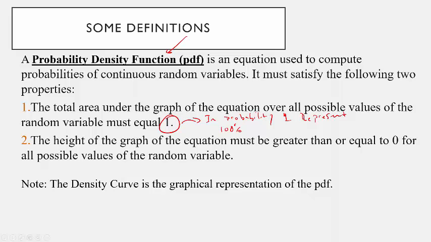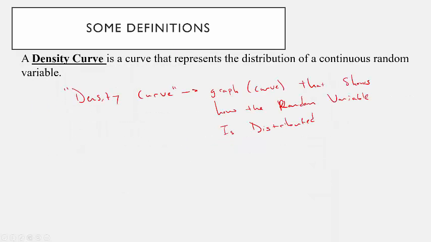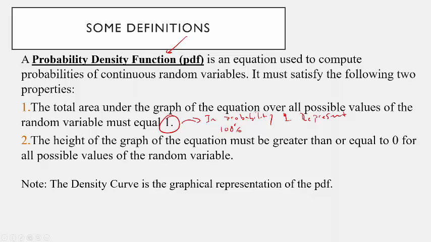So we have two definitions: probability density function, an equation used to compute probabilities for continuous random variables. And then we have this density curve. Now how they're related is the density curve is the graphical representation of the PDF. So once you have the PDF, you know this probability density function, what you can do is you can sketch the curve, sketch the density curve.